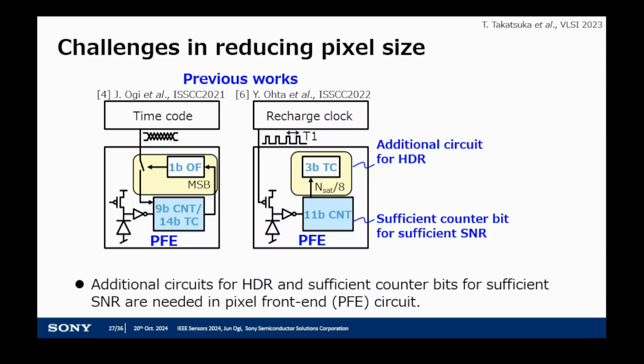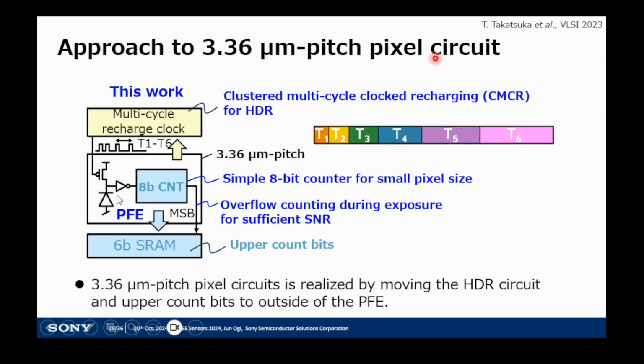While on the contrary, Takatsuka et al. have realized a 3.36 micrometer pitch pixel circuit in BSI in 2023 by moving the HDR circuit and upper counter bits to the outside of the in-pixel circuit. This can be achieved with clustered multi-cycle recharging and overflow counting during exposure. Today, I explain the clustered multi-cycle clocked recharging technique.